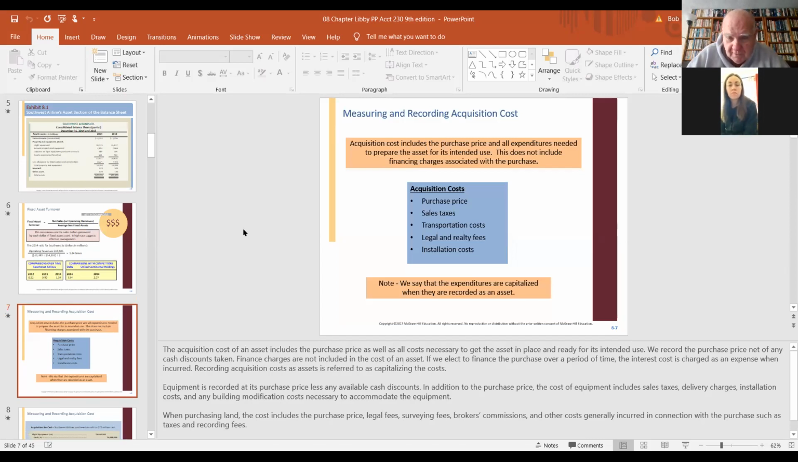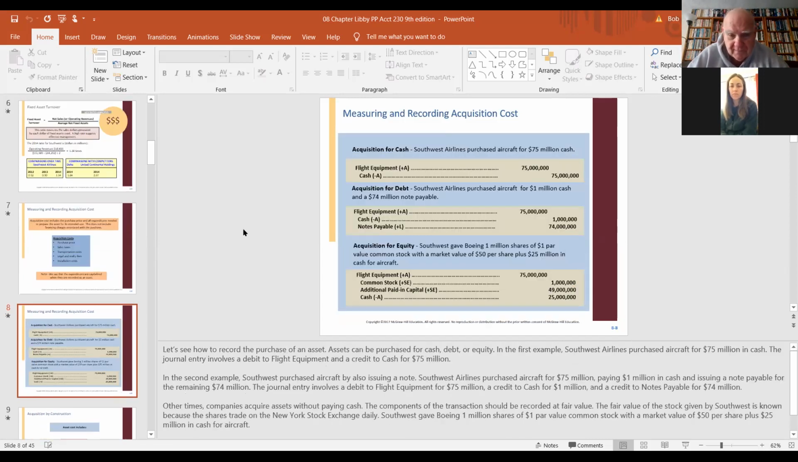Remember that when you buy a fixed asset, any costs that you incur to bring that asset up to its full use are part of the cost of the asset. You might have to hire an electrician to wire it up. You might want to paint it in your colors. You might have to knock a door down to squeeze it in or something, okay?